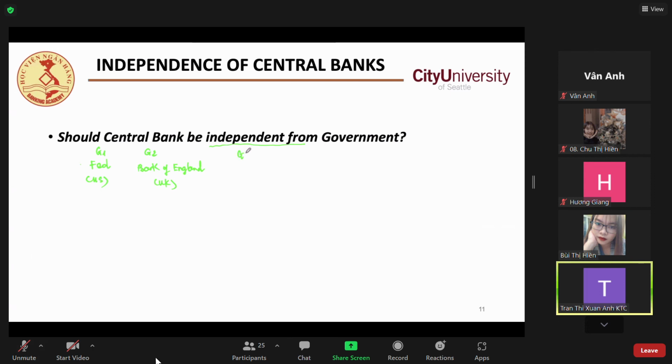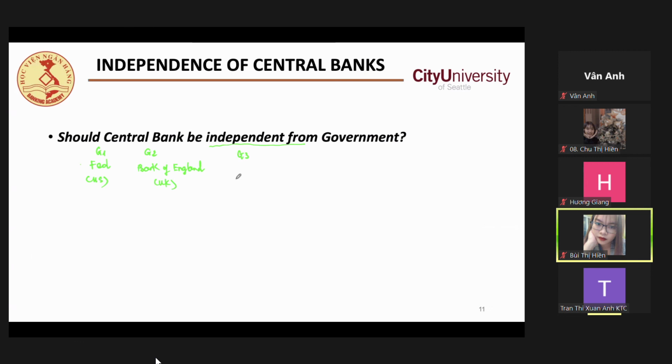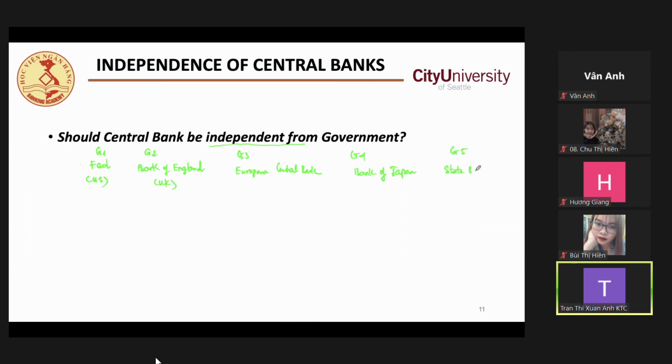Okay, thank you. Group 3, you are talking about the European Central Bank. Group 4, you're talking about the Bank of Japan. And group 5, you're talking about the State Bank of Vietnam. So we have 5 groups, so you cover 5 central banks in the world.